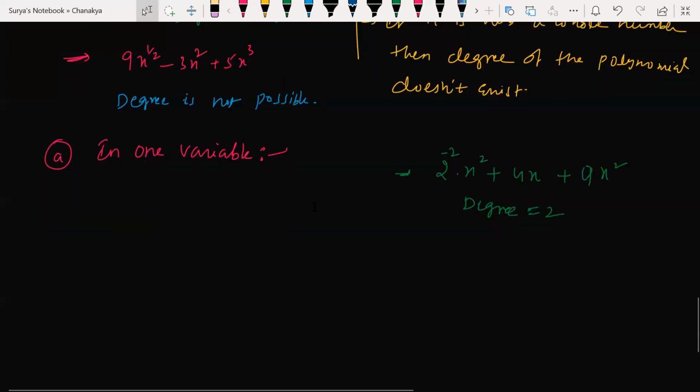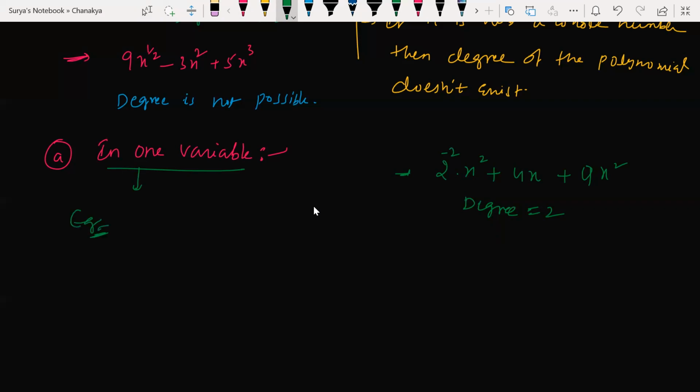Next, in one variable is nothing but what? Let's see. In case a polynomial is in one variable, then the highest power of the variable is called the degree of the polynomial. Let's see an example. A polynomial can be in one variable as well, right?